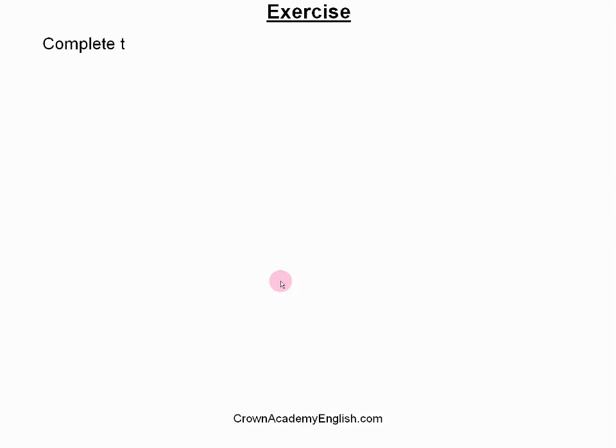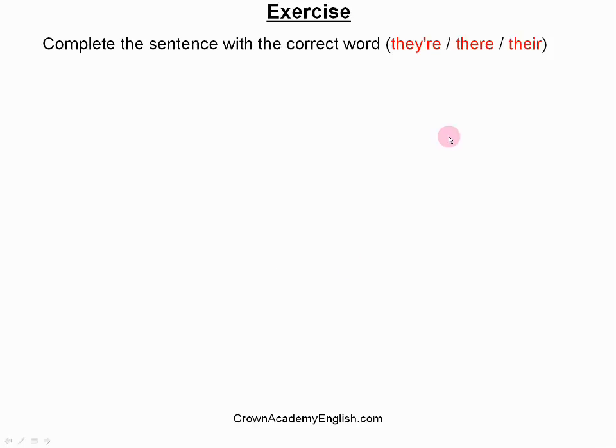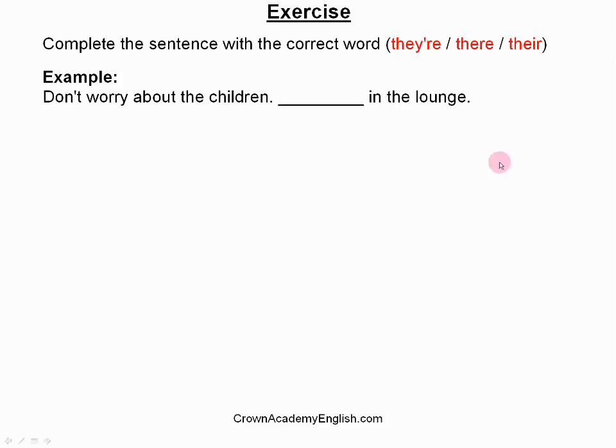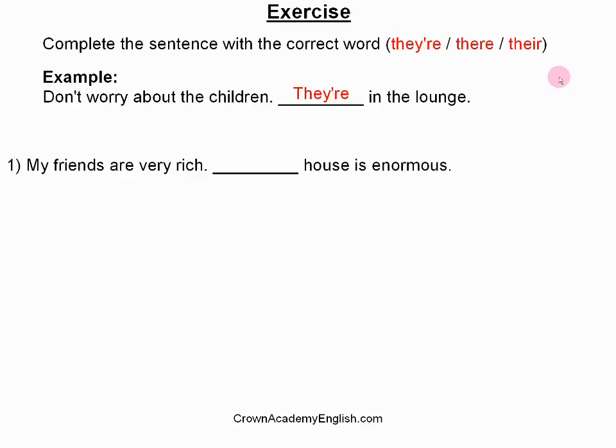Exercise. Complete the sentence with the correct word. So either this one, or this one. They're, there, or their. Example. Don't worry about the children. They're in the lounge, with the apostrophe. Okay, so question 1, and I will give you a few seconds to answer.